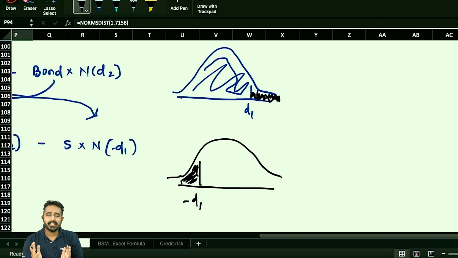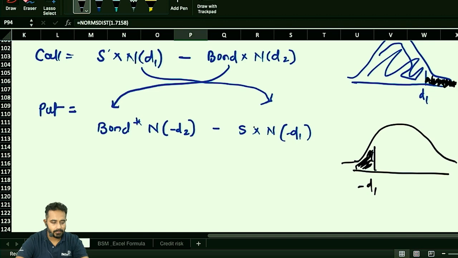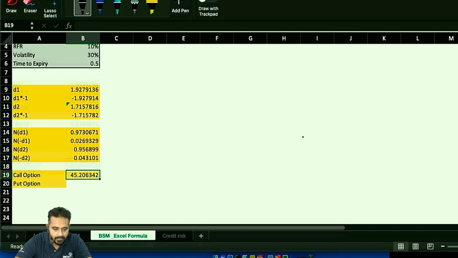It's like, will my call option expire in the money, just think of it for simplicity purposes. If this is a probability of something happening, this is a probability of something not happening, right? So that's why we're taking that negative d1. All right, I hope that's intuitive enough for you. So this is your formula for put option. Now let's apply that formula. So let's come back here in the Excel file and let's apply the value of the put option.